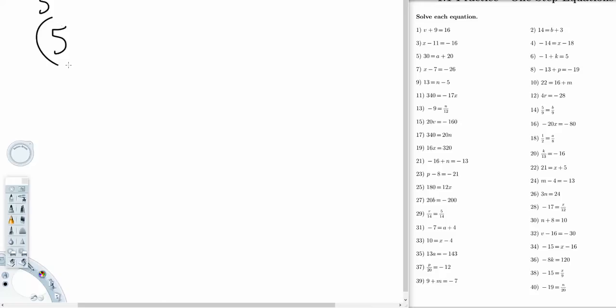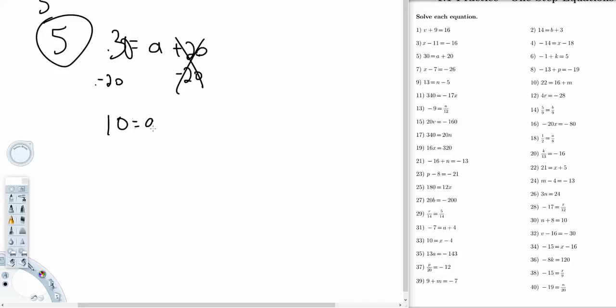Number 5. 30 equals, whoa, that's a bad 30. 30 equals A plus 20. So to remove 20, we have to do minus 20. And here we do minus 20. So these guys cancel. And 30 minus 20 equals 10. And that is the right answer.